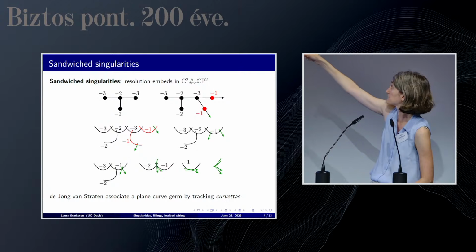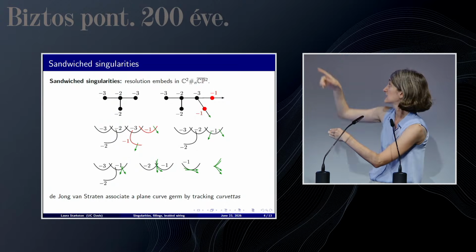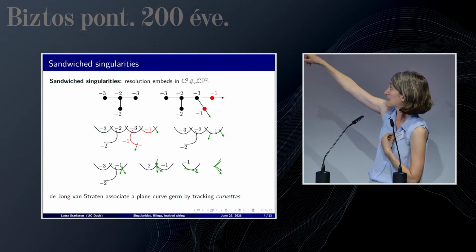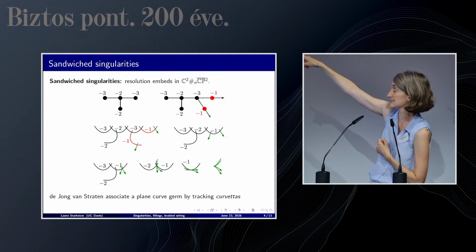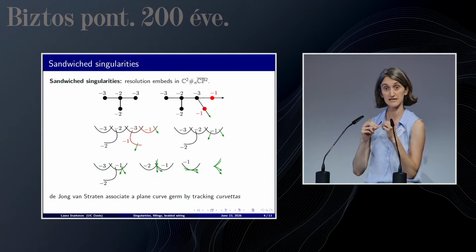But as I keep blowing down, at some point they start to intersect each other transversely, and then another blowdown causes them to intersect each other tangentially. Another blowdown causes them to intersect even more tangentially, so it's like a degree 3 tangency. And then at this kind of second to last step, they're actually tangent to the exceptional curve, so when I blow that down, they actually become singular.